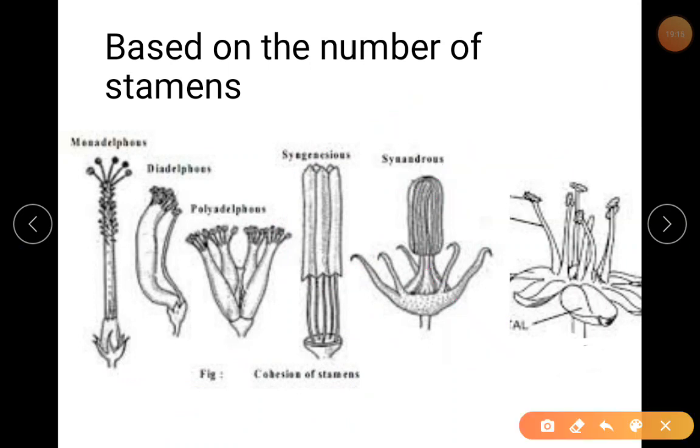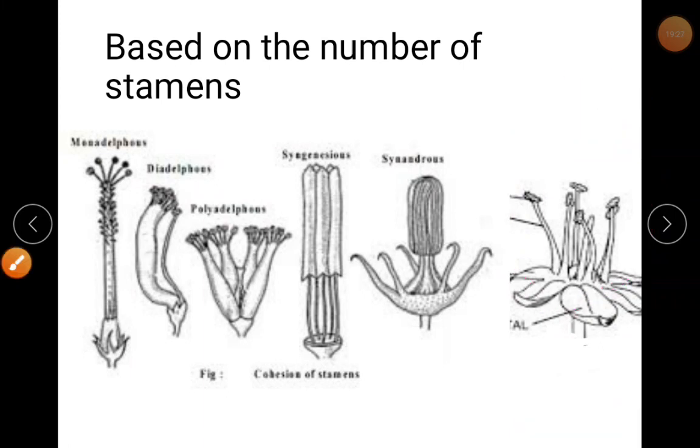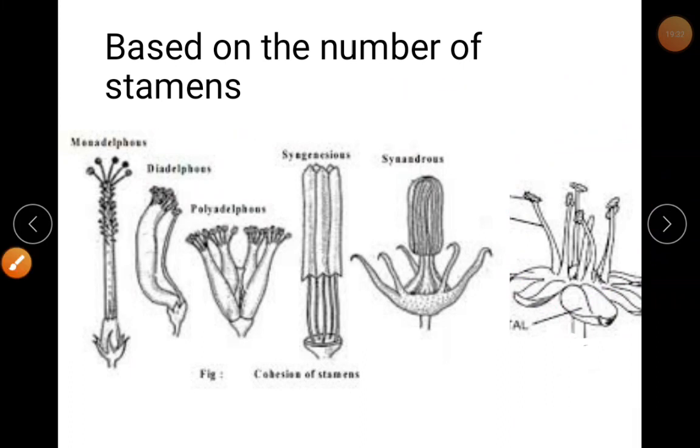Polyandrous, your free stamens are called polyandrous. They are free. They are not fused in any style. They are free. Okay, so this is your polyandrous. This is based on the number of stamens present in the flower. One flower has so many types here. Based on bundle formation, 3 types.